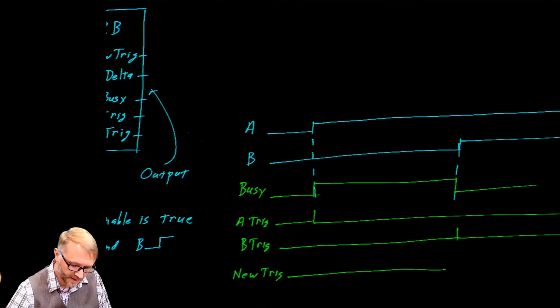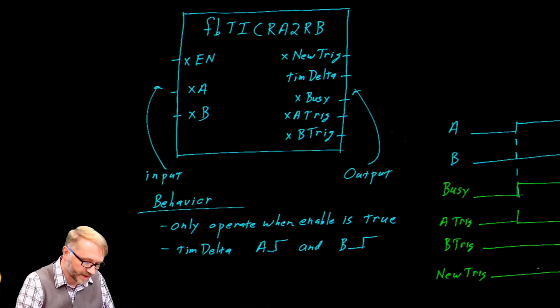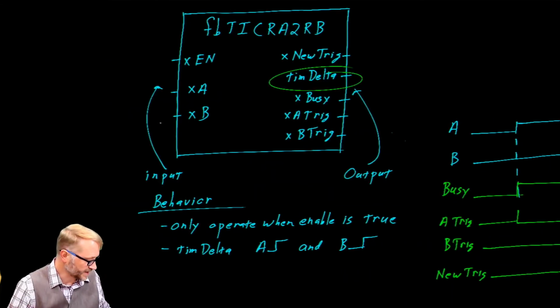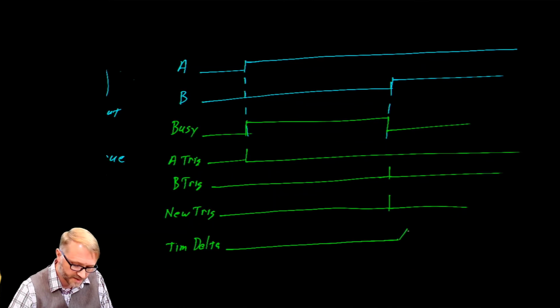We want that to be low until new data is available. You could think of this as the signal to the next block in the line that says, hey, I've got new data. Speaking of new data, that's time delta. We would expect that to stay constant until the rising edge of B, at which point it'll transition to the new data.